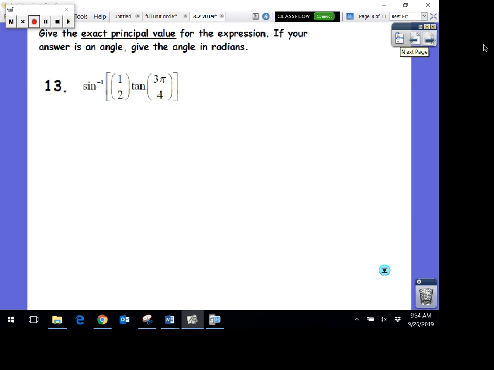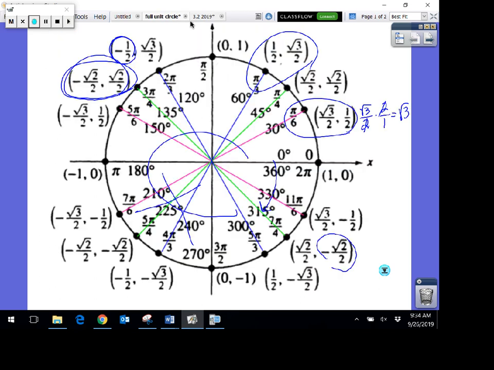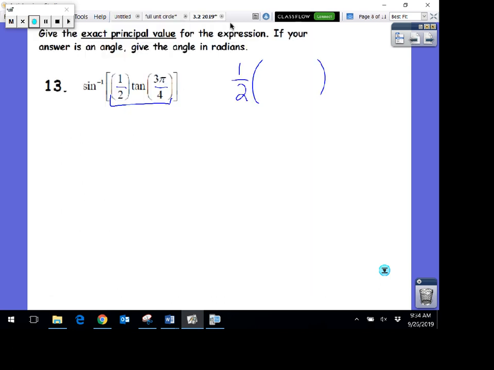All right, inside part. This is back to unit 1. 1/2 times the tangent of 3 pi over 4. Tangent of 3 pi over 4. We go to 3 pi over 4. Tangent is y over x. So that's equal to negative 1. 1/2 times negative 1, negative 1/2. So this inside part is now negative 1/2.